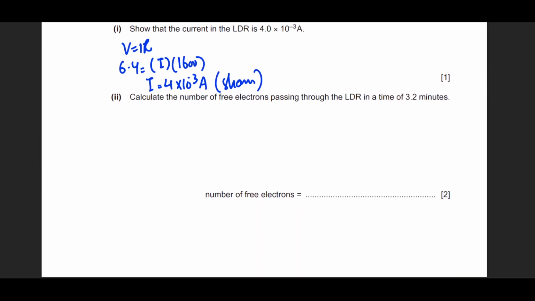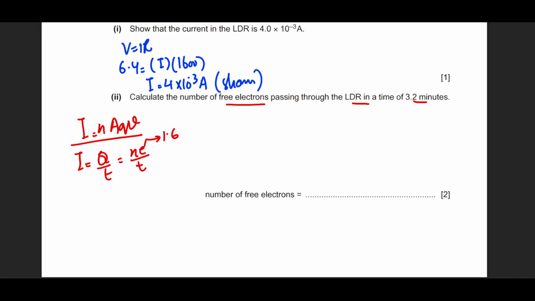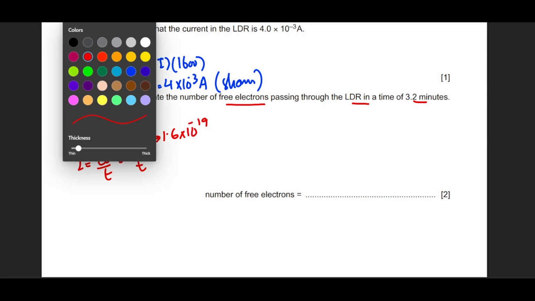Okay, so moving on, he says calculate the number of free electrons passing through the LDR in 3.2 minutes. This is a trick question because you generally forget this equation that I is equal to nAqv, right? And you generally also forget this equation that I equals Q by t, and Q can be replaced by number of electrons times e, divided by t. And this e is the elementary charge, which is 1.6 into 10 raised to the power minus 19. These two formulas are what you generally forget.